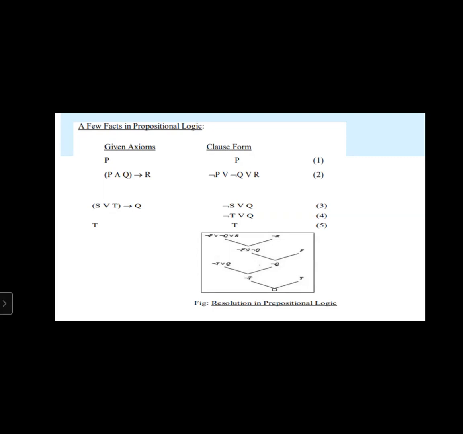And strawberry picking implies happy. By resolving these two clauses and cancelling out the conflicting terms, strawberry picking and not strawberry picking, we get one new clause: not pleasant or happy.